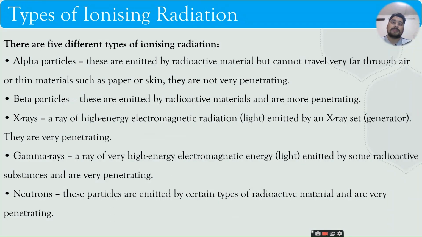Beta particles are emitted by radioactive materials and are more penetrating compared to alpha. Then we have X-rays, a ray of high energy electromagnetic radiation, a light emitted by an X-ray generator. They are very penetrating. Gamma rays are very high energy electromagnetic rays emitted by some radioactive substances and are very penetrating. Then we have neutrons. These particles are emitted by certain types of radioactive material and are very penetrating. If you compare, alpha alone is much less risky. Apart from alpha, we have beta, gamma, X-rays and neutrons, which are very high risk.